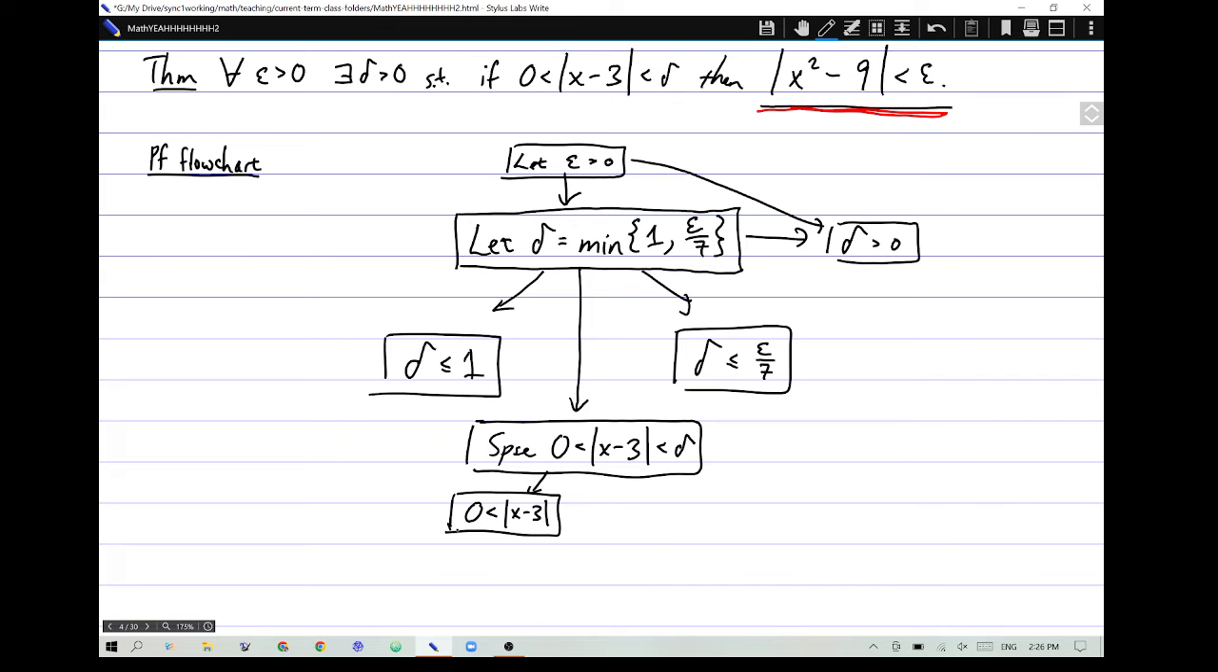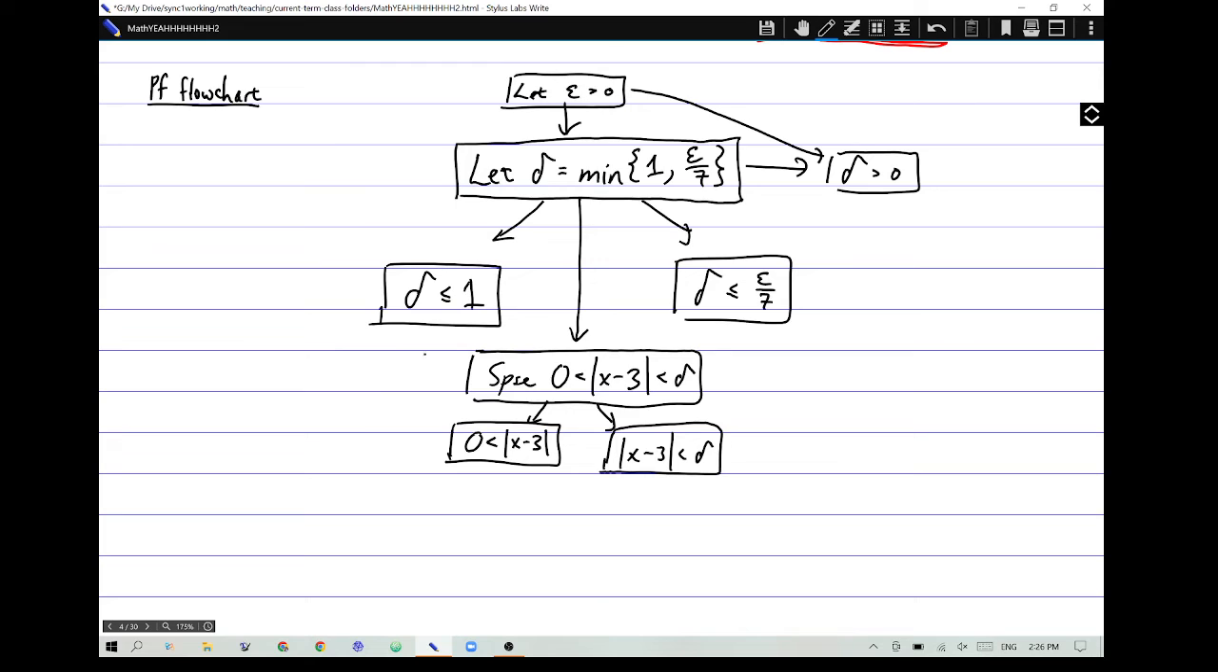That, it's true, we're not going to use it. But this fact right here, we have 0, the other inequality, absolute value x minus 3, less than delta. This we're going to make use of. And here's the thing, we're going to make use of it twice. So check this out. This combined with this. So I'd like to follow this track here. From delta is less than or equal to 1.